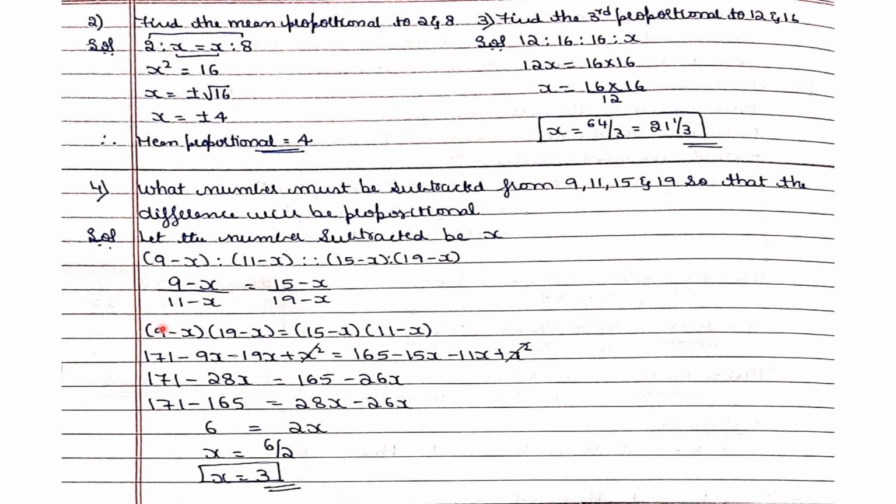So how you have to multiply is 9 into 19, then 9 into minus x, then minus x into 19, then minus x into minus x. So this is how you will get 171 minus 9x minus 19x plus x square. In the same way you should do this also. X square will get cancelled.